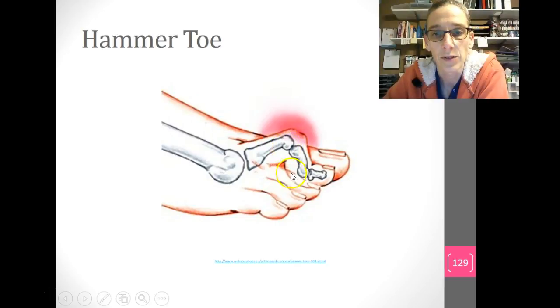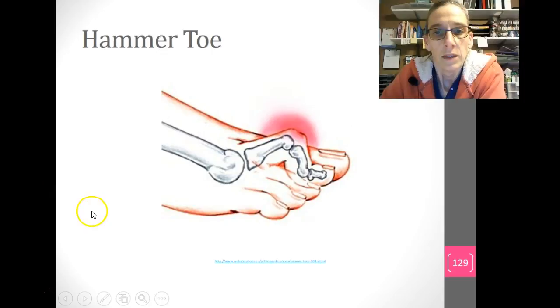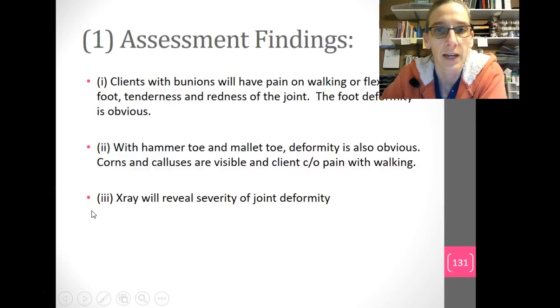Here's your hammer toe. So it's called hammer toe because it looks kind of like the hammer in a piano, the piano hammers. Okay. And here's your mallet toe. Whoops, mallet toe. All right.